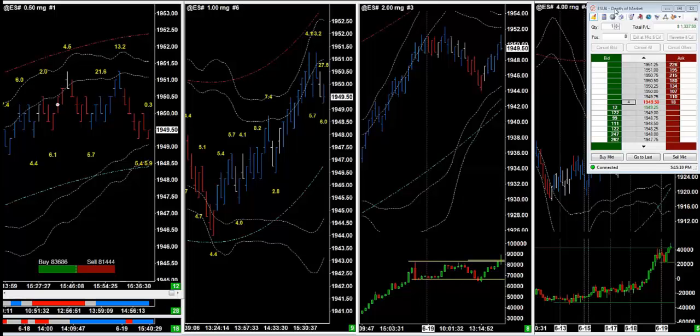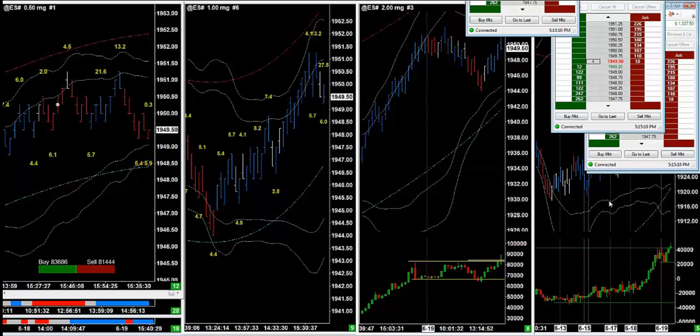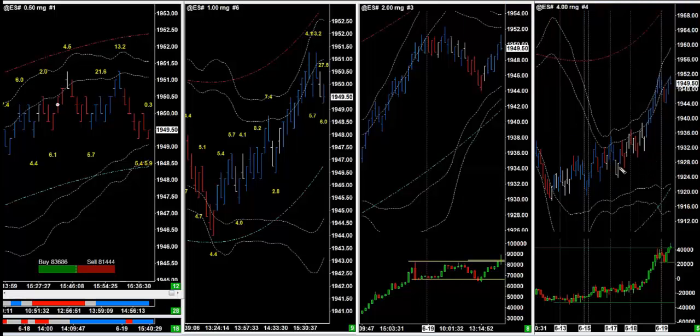Let me just move this out of the way, right? And we use kind of a top-down, bottom-up approach, right? So we're forming our bias based on the trend of the traders on the higher time frame, what they're doing in the order flow. Are they more aggressive to the buy side? Are they more aggressive to the sell side on the higher time frames, right? That's the order flow trend. And then that's going to be our trade direction.